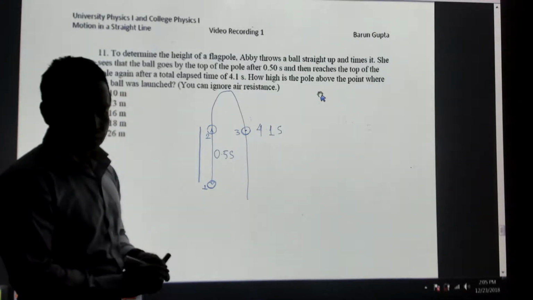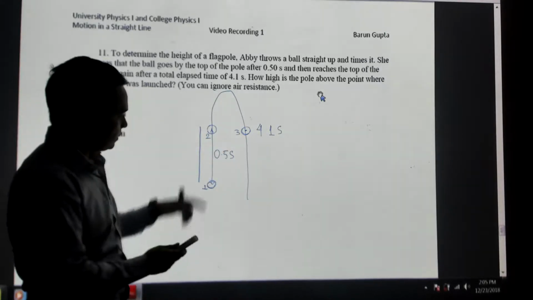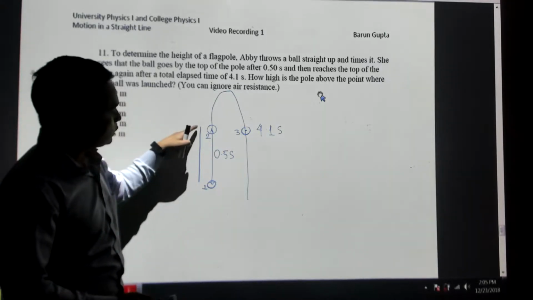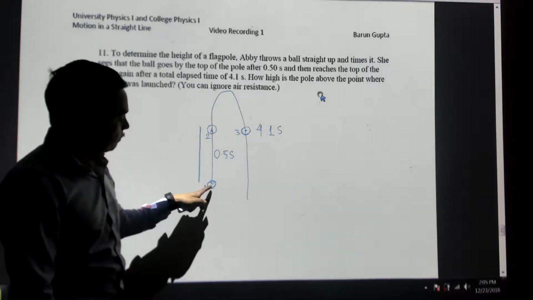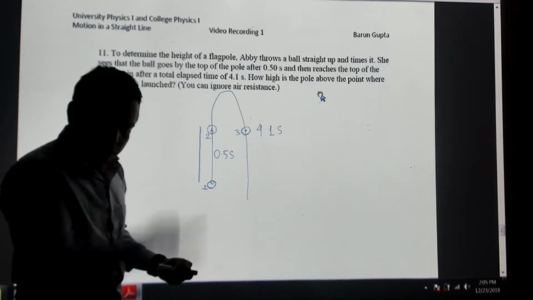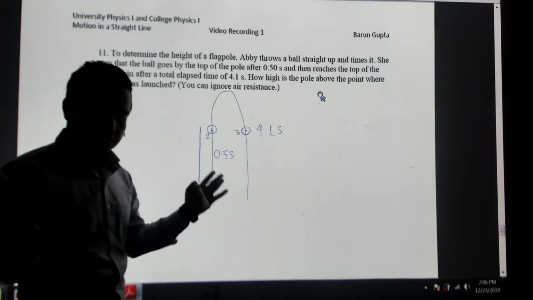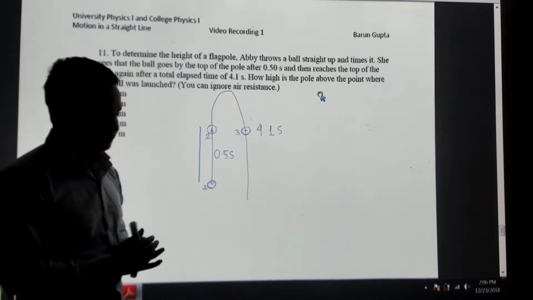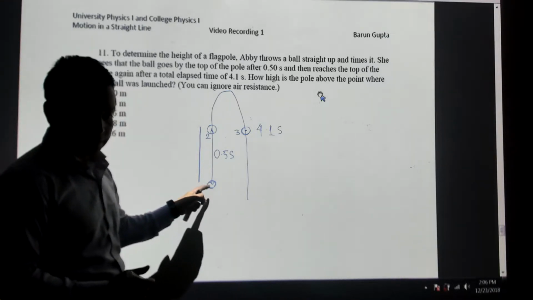That's the problem. So what do you need to know? You already know the time from this point to this point. Now you need to find the velocity at this point. What's the speed you throw this ball? If you know this speed, you're done. You've found everything. So my goal is to find this velocity here.